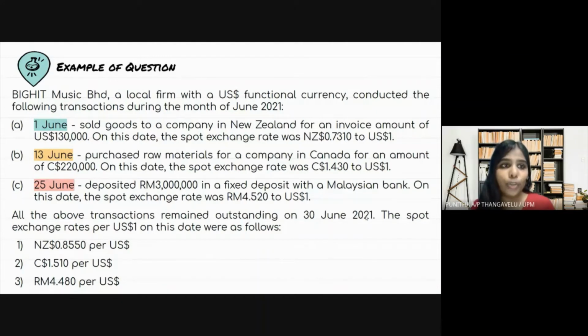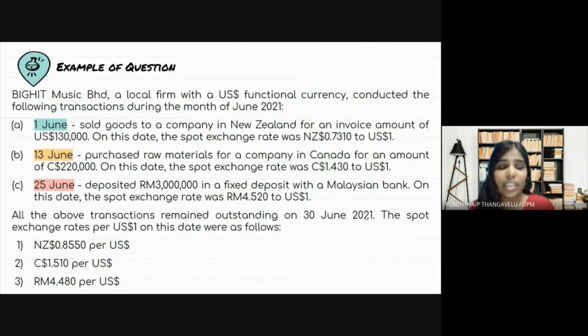On the 1st June, Big Eat Music Berhad sold goods to a company in New Zealand for an invoice amount of USD 130k. On this date, the spot exchange rate was New Zealand dollar 0.7310 to 1 US dollar.